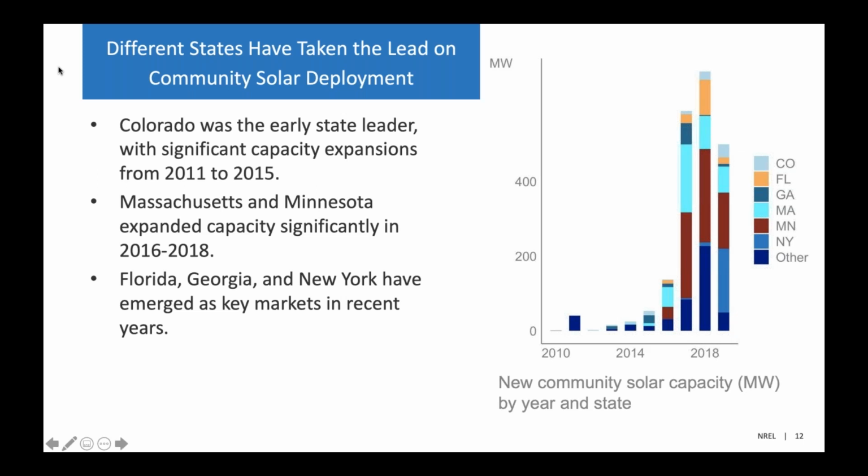Similarly, Massachusetts came on as a major market around 2016. And then more recently, we see a handful of new states like Georgia and Florida. And then 2019, in a big way, New York became one of the major community solar markets. So we see these waves of community solar come into certain markets as policies unfold.